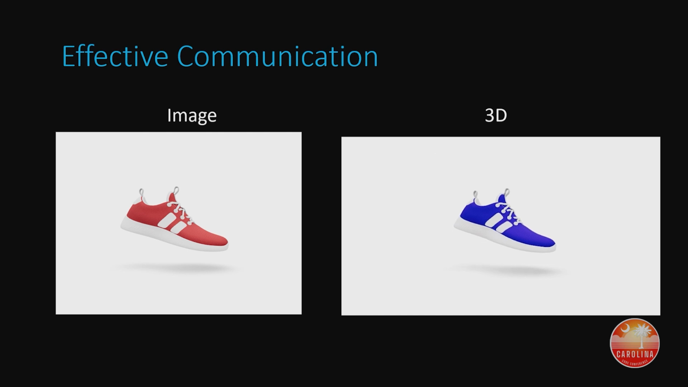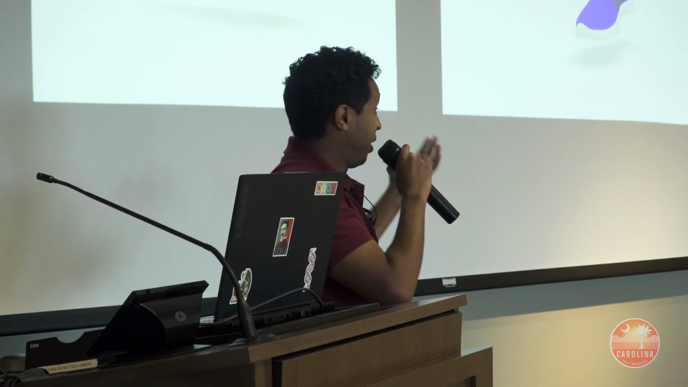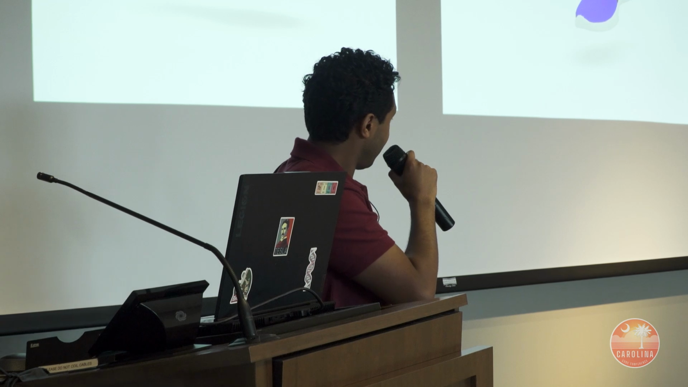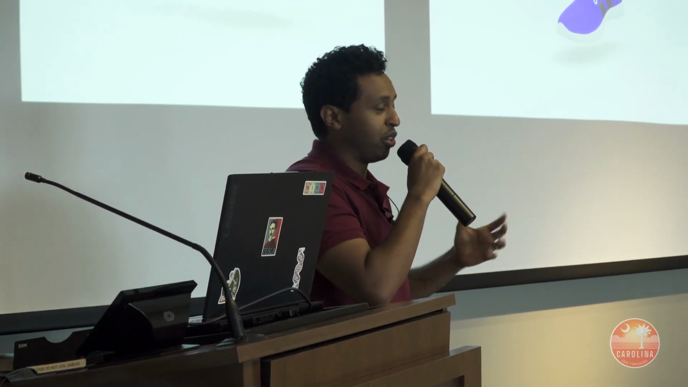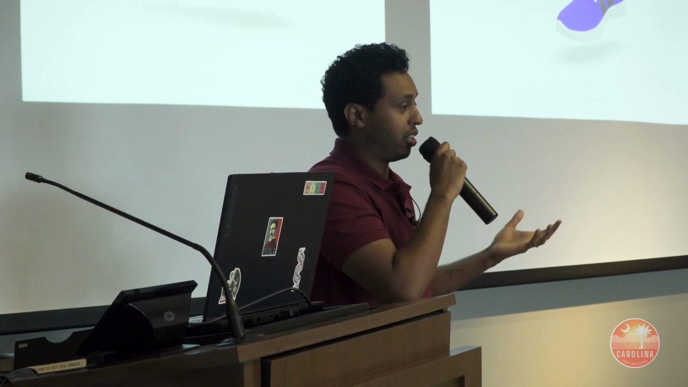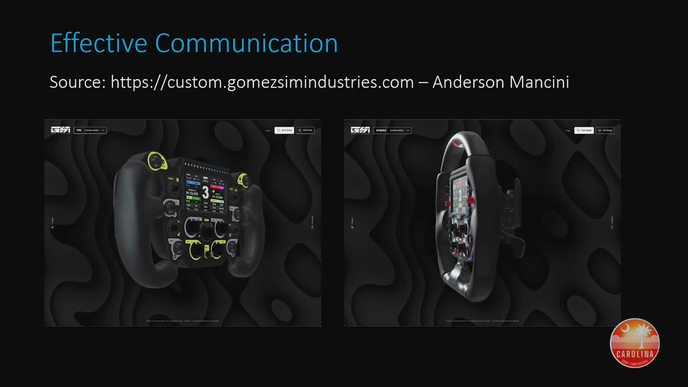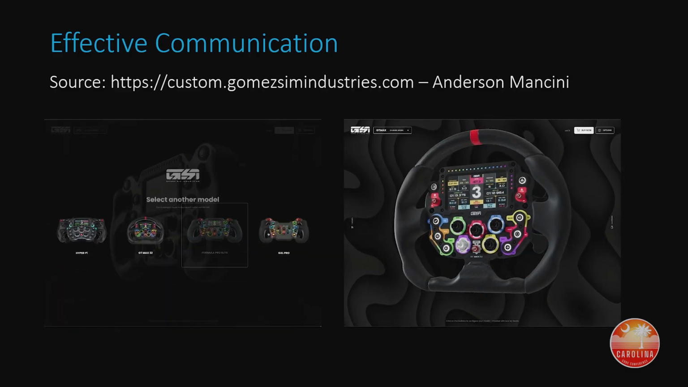You may have heard the saying, a picture is worth 1,000 words. But a 3D interactive application is worth 1,000 pictures. Essentially, you have an image here, and you get a lot of data from it. But on the right, you get a lot more data based on the way you interact with it. In that way, by having a bit more data available for your user, you're able to clearly communicate your idea. This is a great example of effective communication.